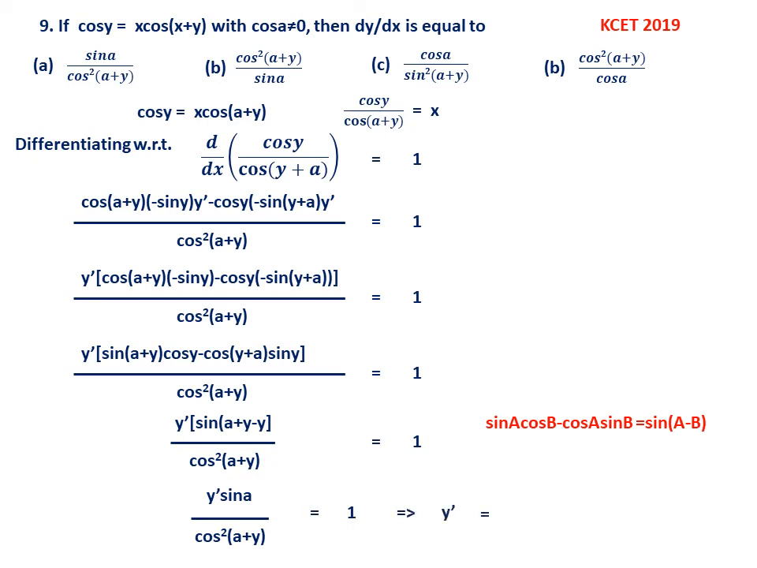Therefore y dash will be equal to cos square a plus y by sin a. So I think the option is second, B. So B is the option. So this is the 9th question.